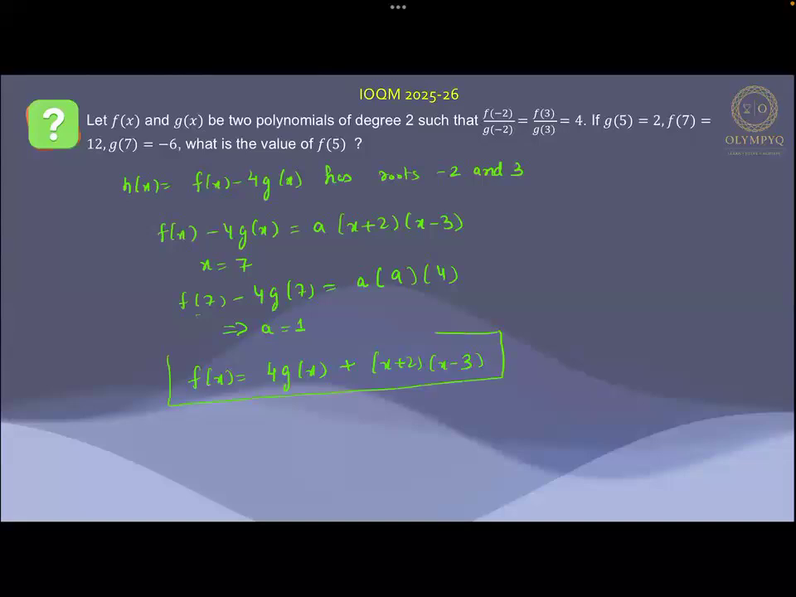Now, this is the final equation we got. Now, I need to find the value of f(5). So, substitute x equal to 5. Then in that case, f(5) will become equal to 4 times g(5) plus 5 plus 2, which is 7, and 5 minus 3, which is 2. So this is equal to 4 times g(5), which is 2, plus 7 into 2. So this is going to be equal to 8 plus 14, which is 22. Therefore, the value of f(5) will be equal to 22, and the same is mentioned in the IOQM final answer key as well.